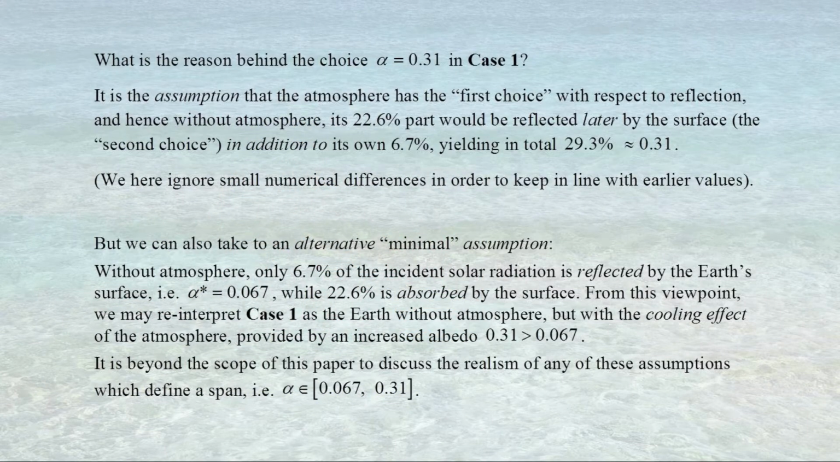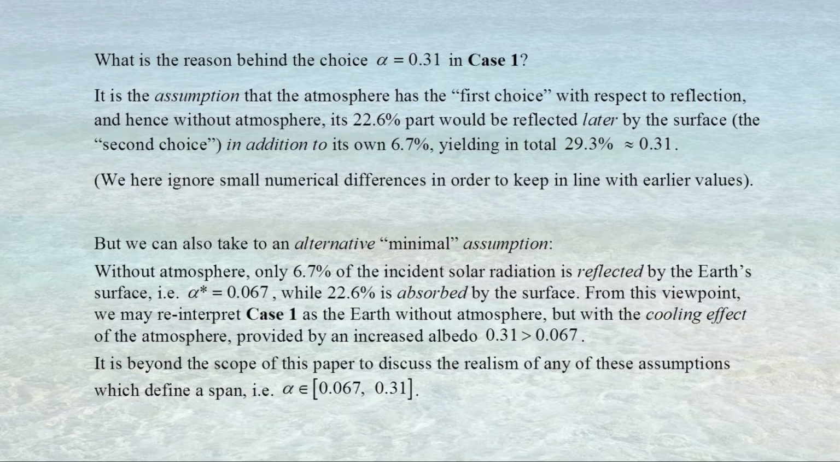What is the reason behind the choice alpha equals 0.31 in case 1? It is the assumption that the atmosphere has the first choice with respect to reflection, and hence, without atmosphere, its 22.6% part would be reflected later by the surface, the second choice, in addition to its own 6.7%, yielding in total 29.3%, about 0.31. We here ignore small numerical differences in order to keep in line with earlier values.